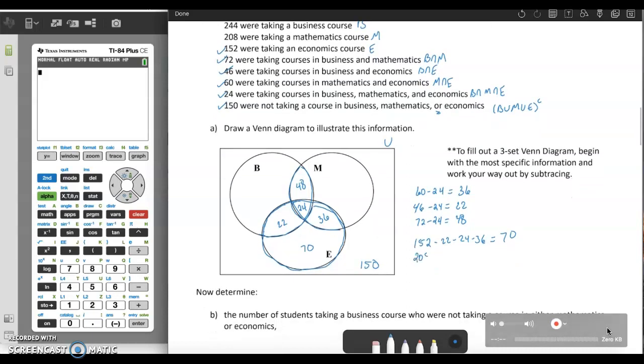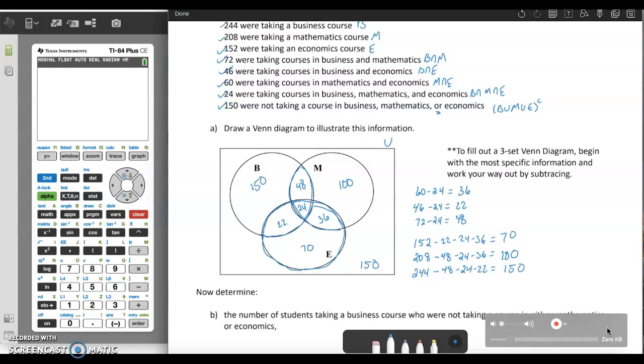Okay, 208 students are in the math circle total. But in the math circle, we already have 48, 24, and 36 students. So we need to subtract those all off. And doing that leaves you with 100 to be just out in the M area, not overlapping anything else. And finally, we need 244 students total in the B circle for business. But we have to subtract off the 48, 24, and 22 already in there. And that ends up being 150 left in just the B part.